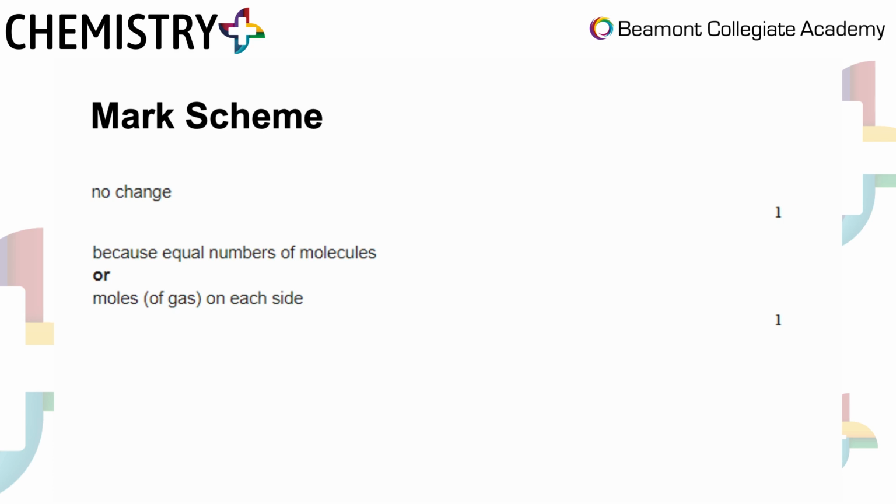Here's the mark scheme. In this case, there is no change, 1 mark given, because there are equal number of molecules on each side, 2nd mark. How did you get on?